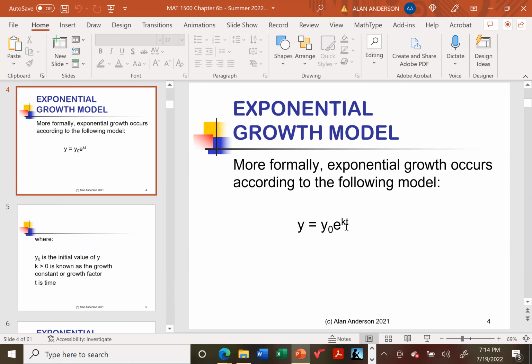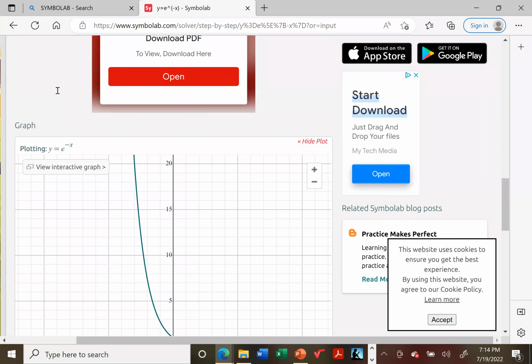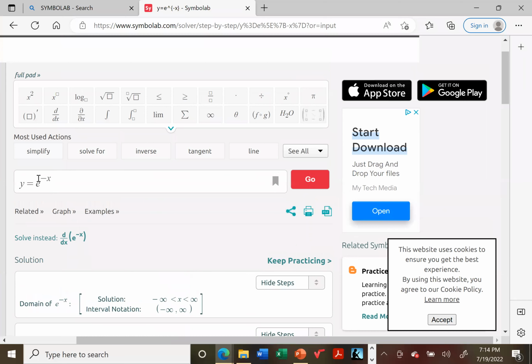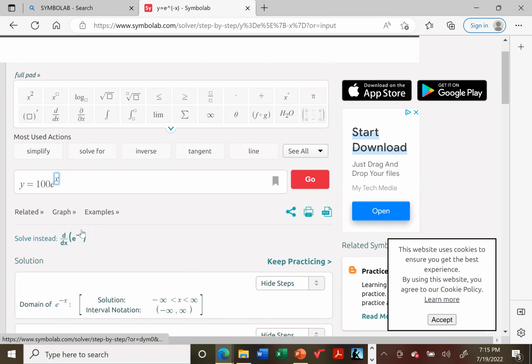And so for any numbers that we happen to choose, if we go back to Symbolab for a second, let's say we do have a case where we have a colony of bacteria, and initially there's 100 bacteria, and the growth rate is, I don't know, 0.0001 t, or let's call it x. It doesn't really matter if it's t or x. And let's see what that looks like.